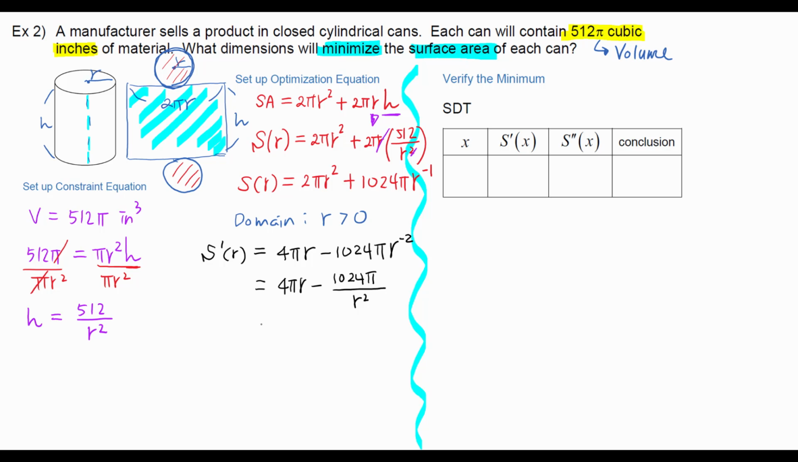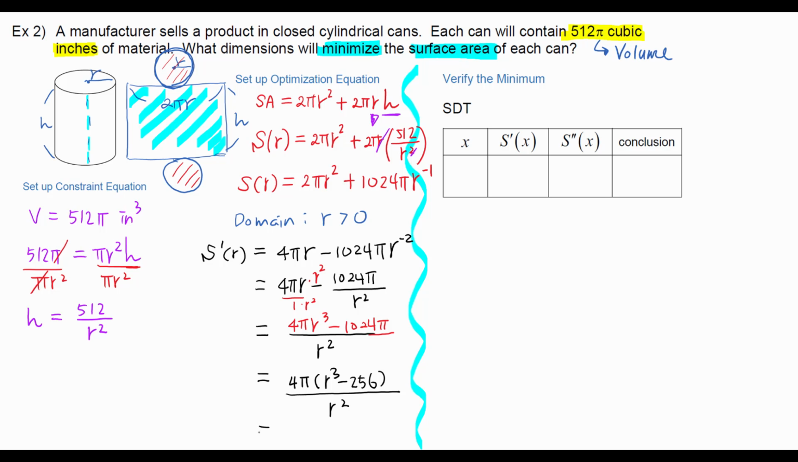So let's get the common denominator again so that it's easier to find the critical numbers. So common denominator is r squared. So I'm going to multiply top and bottom of the first expression by r squared. So I get 4 pi r cubed minus 1024 pi. I'm going to factor out 4 pi on the numerator, and I get r cubed minus 256 over r squared. All right, so what is my critical number?